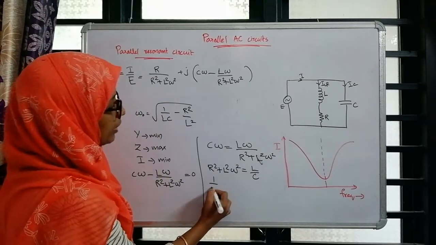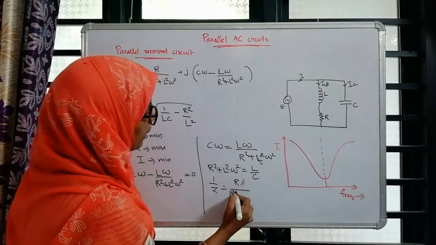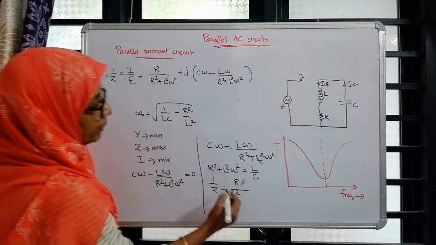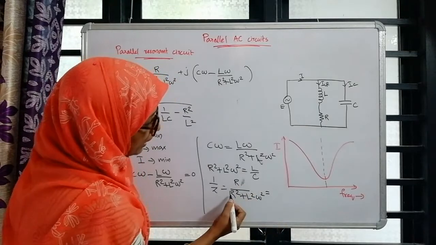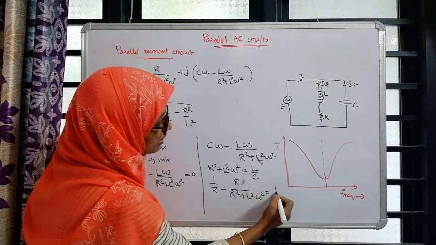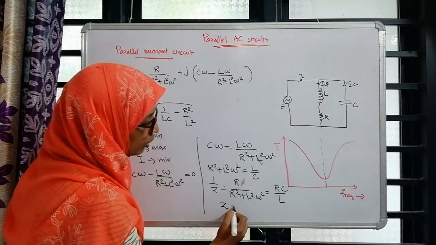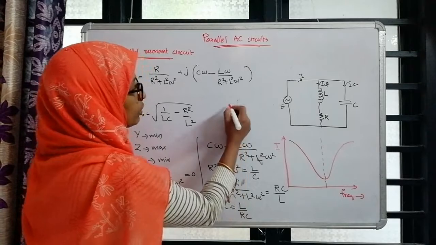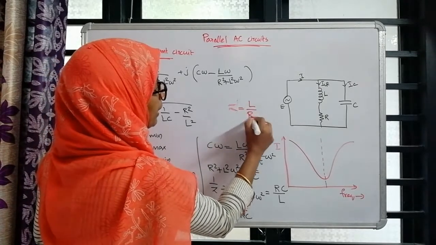By this, we can say 1 by Z is equal to R by R square plus L square omega square, when this term vanishes. We can substitute R square plus L square omega square from this as L by C, that is R by L by C. That is Z is equal to L by RC.